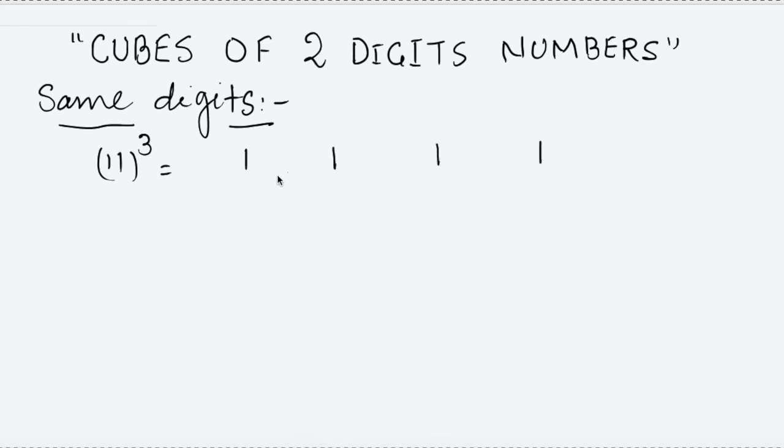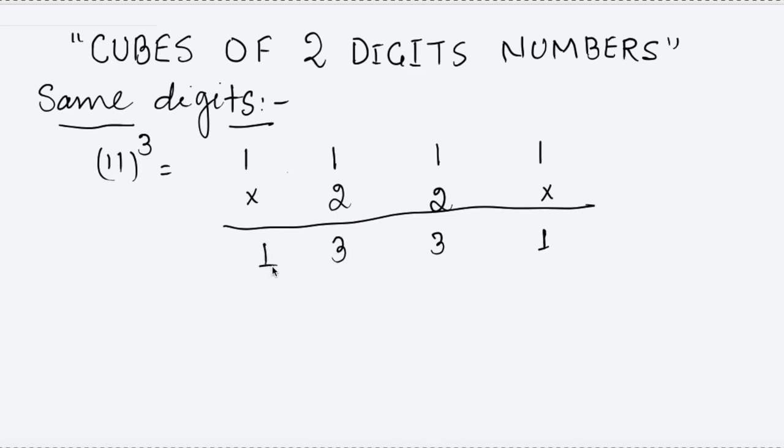So what is our method? We leave the first and the last digit. Then we take double, or twice, of the middle two numbers. So double of 1 is 2, 1 into 2 is 2, and then you add this. How much does it give you? It gives you 1, 3, 3, 1. It is as simple as this.